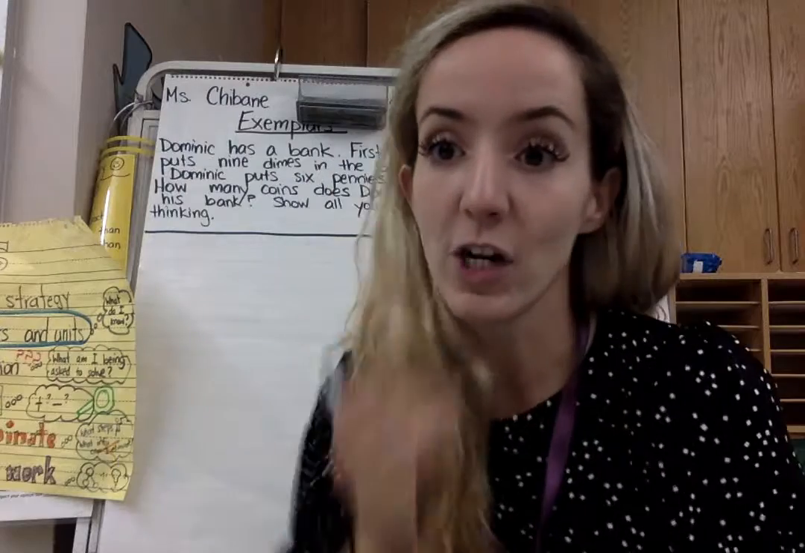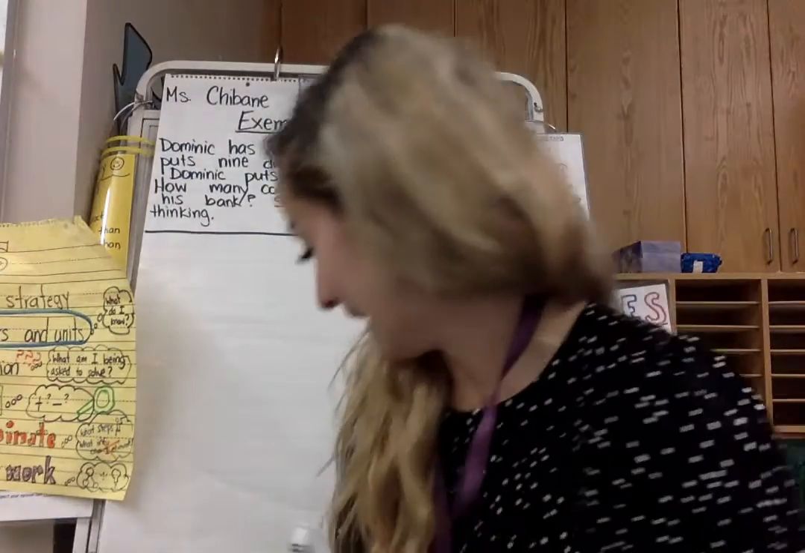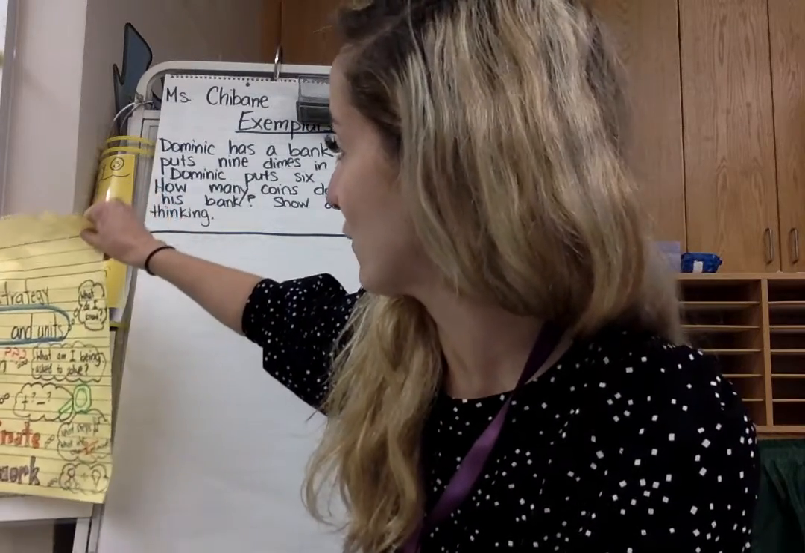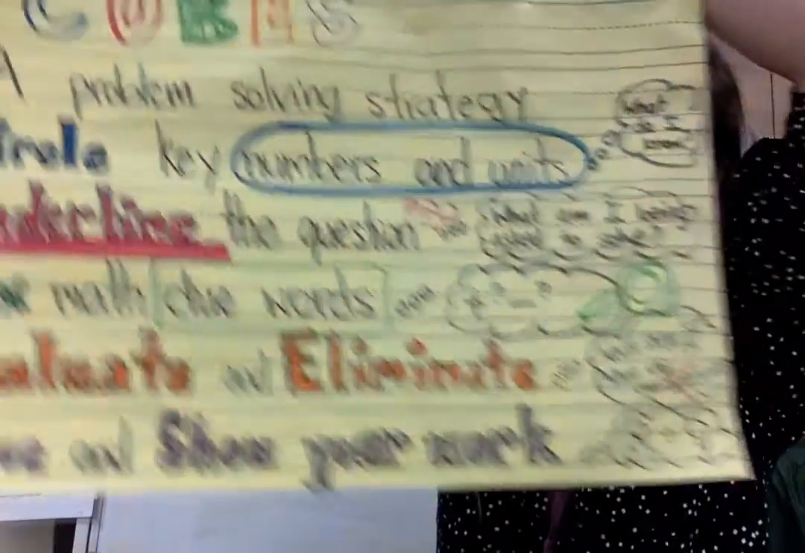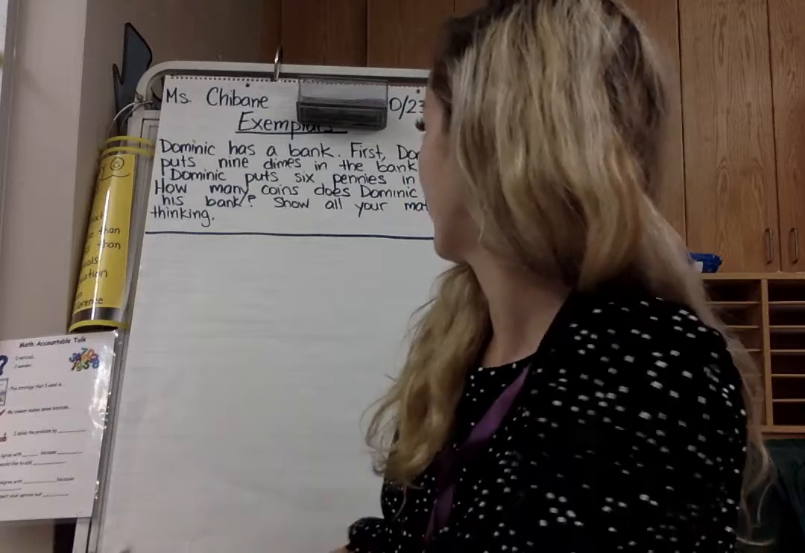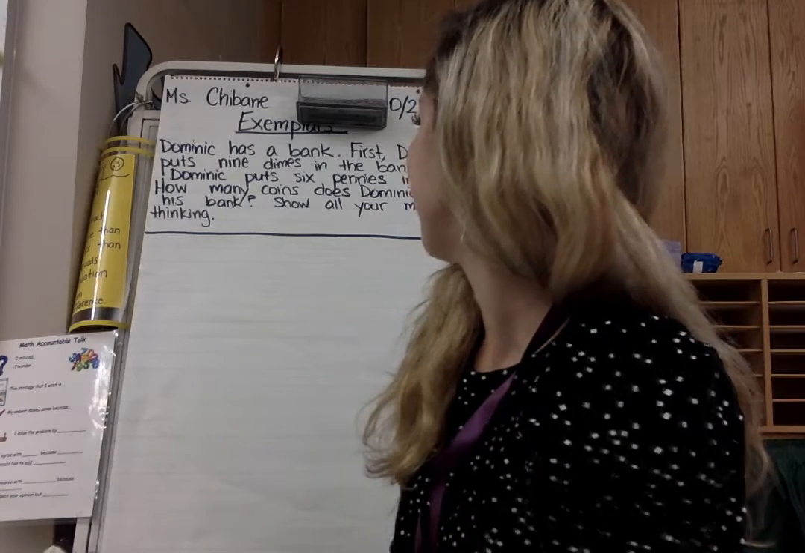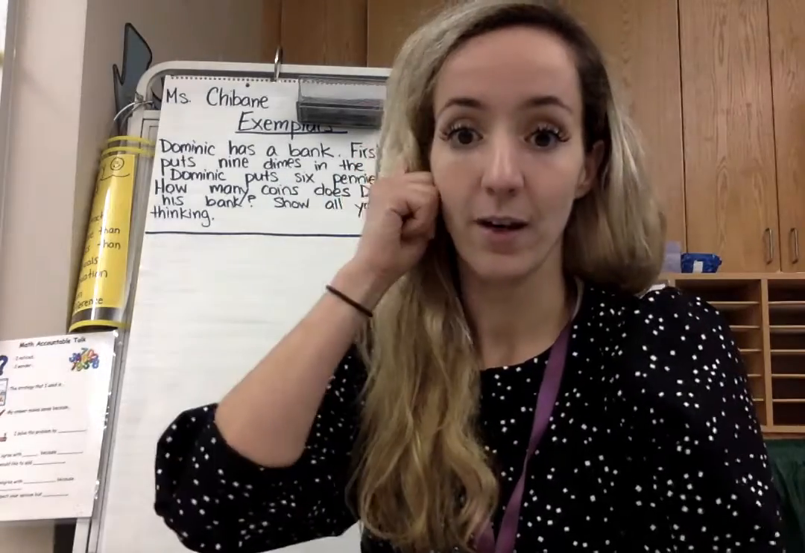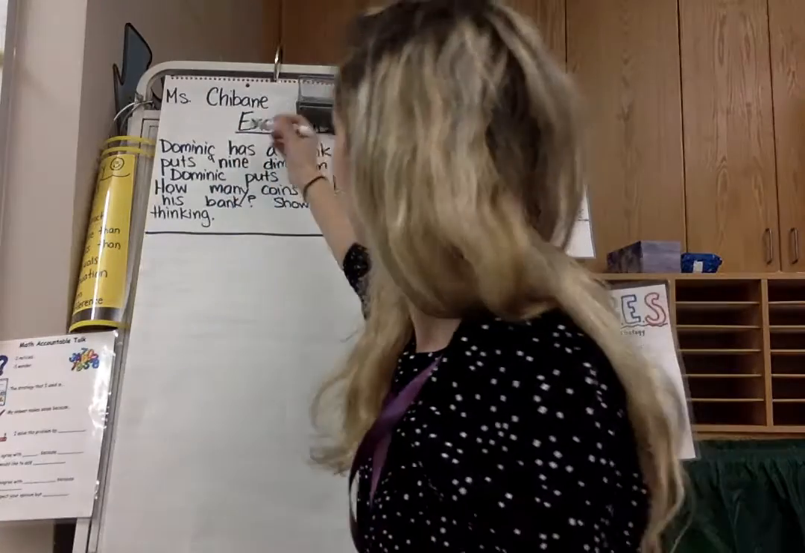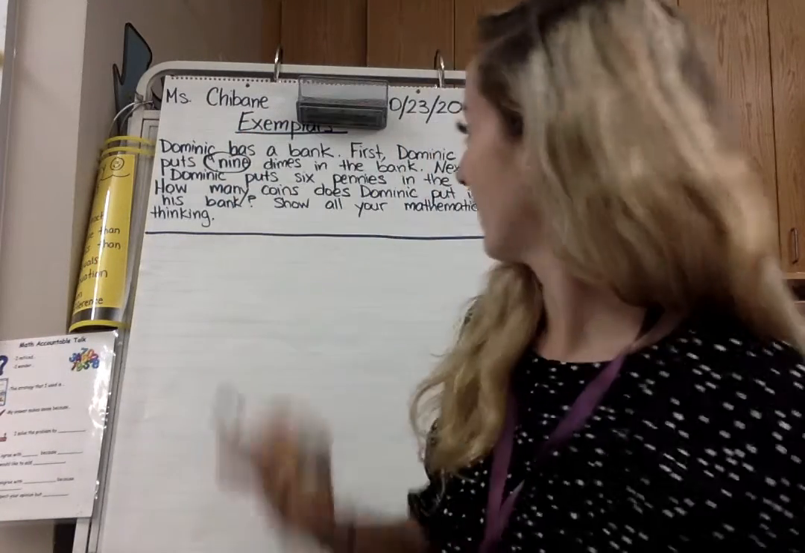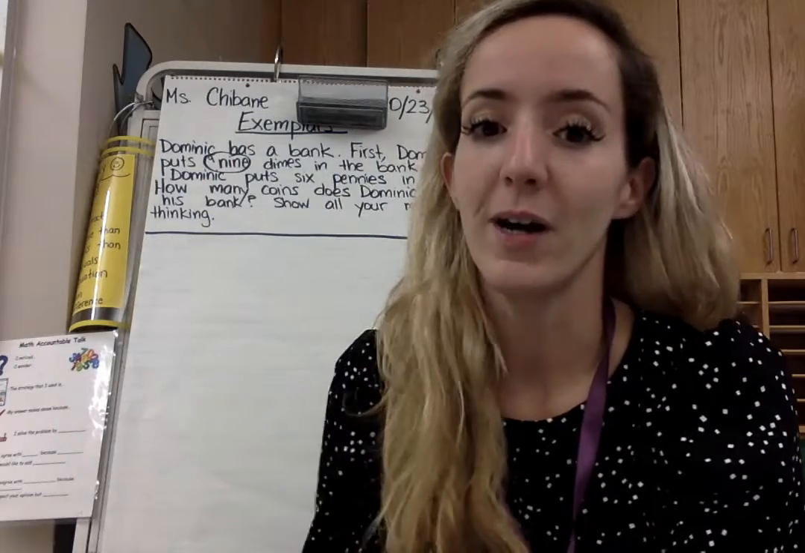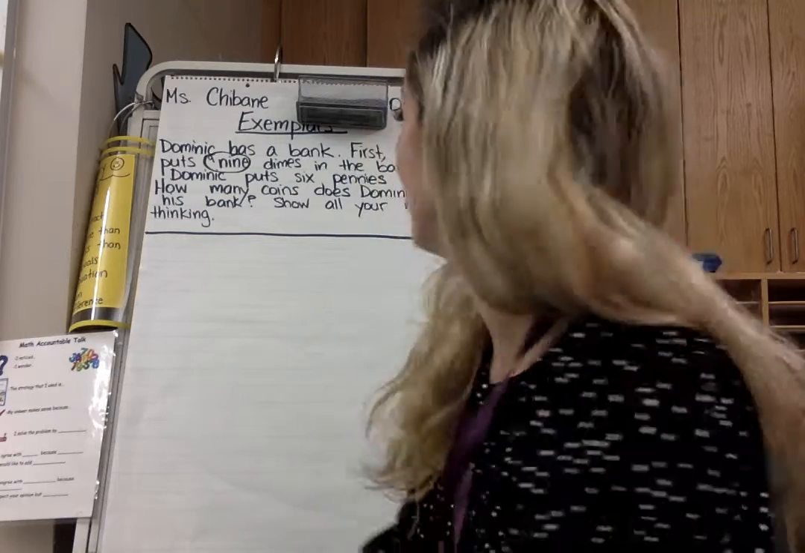Okay, now I'm not just going to get started right away. I'm going to read it again, and this time I'm going to use my problem-solving strategy, cubes, to help me as I read. So, Dominic has a bank. First, Dominic puts 9 dimes in the bank. 9. Okay, so that's a number. I'm going to write it so that I don't forget that that's the number. And I'm going to circle it, because when we circle the number, we're able to remember it and we can check back and make sure that we're actually solving and using the right numbers and notation.